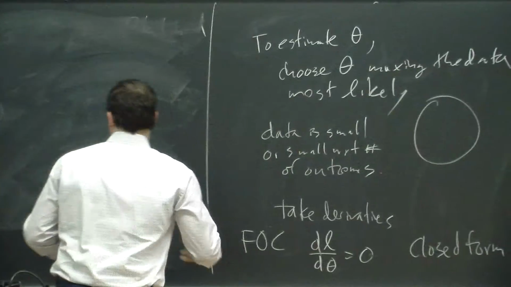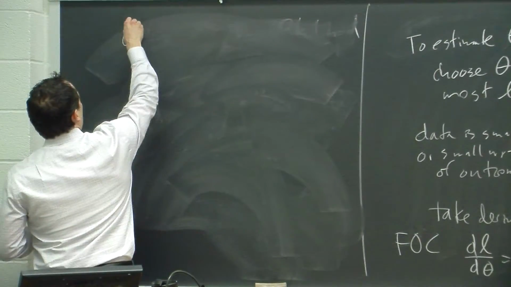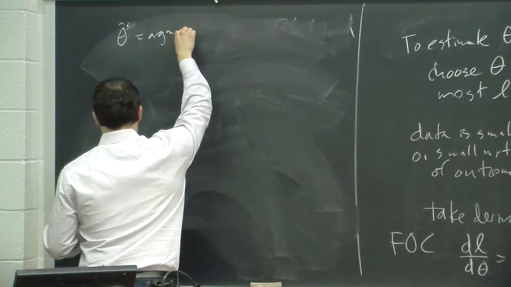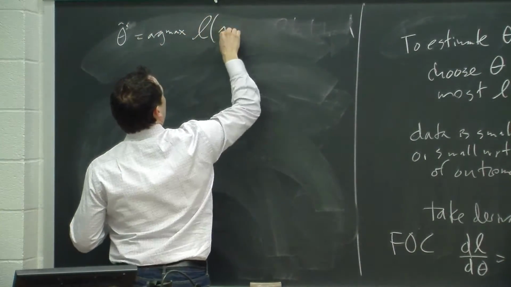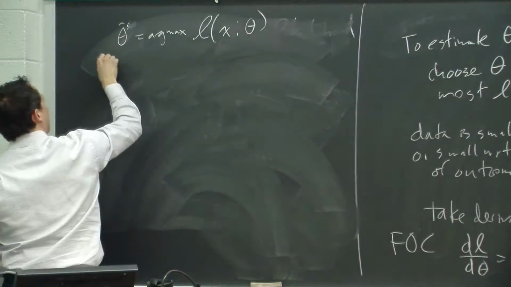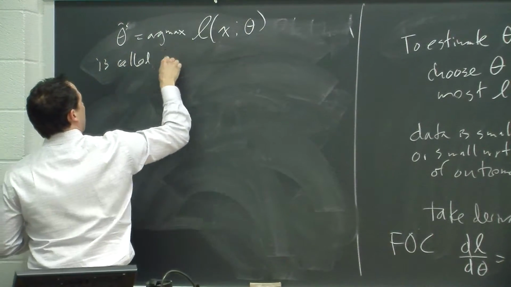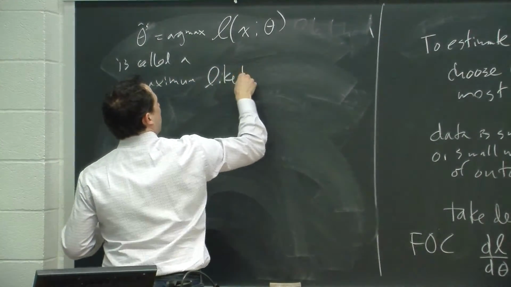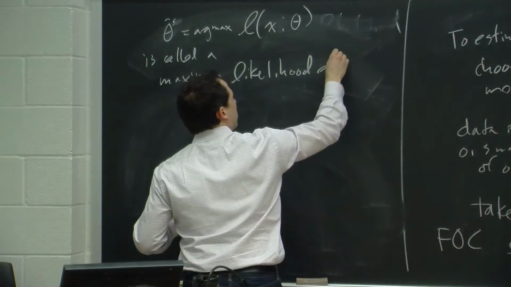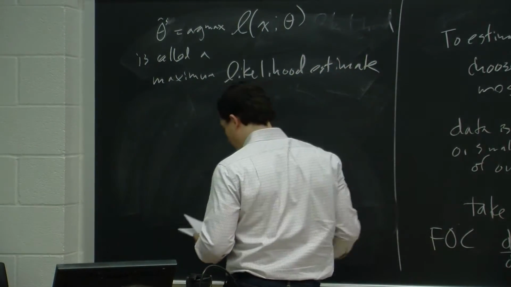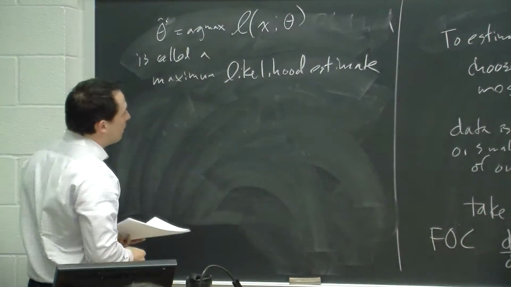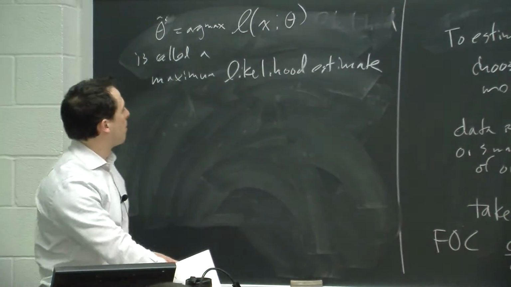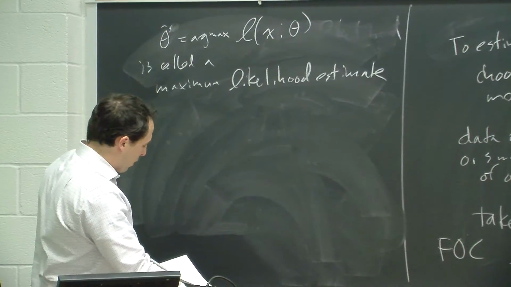Okay, so this optimum, theta star or theta hat, the arg max of the likelihood of x and theta, is called the maximum likelihood estimate. And again, we're not really going to derive such things except in the most simple cases. But you can take another class if you want to learn how to do that.